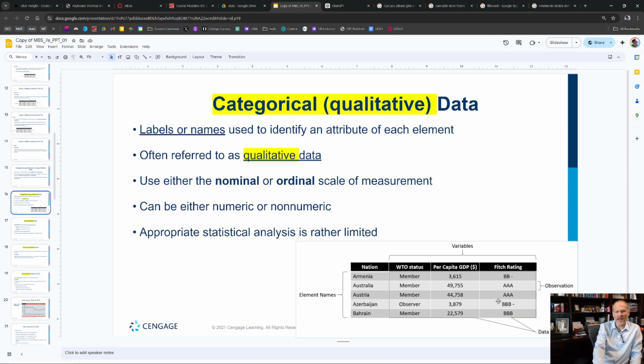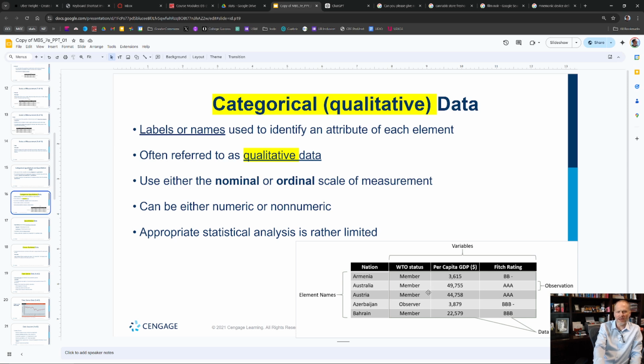often referred to as qualitative data, use either a nominal or ordinal scale measurement. These are things we read about already. It can be either numeric or non-numeric. And so this is non-numeric, but we could have had 0 or 1 represent member, observer. That's what it means by numeric, non-numeric.